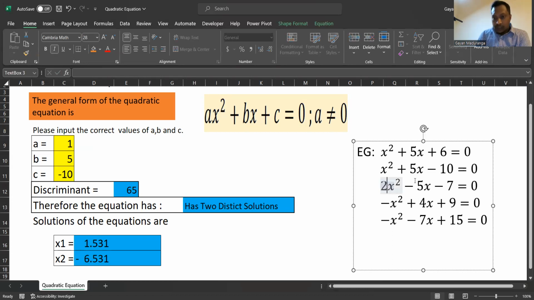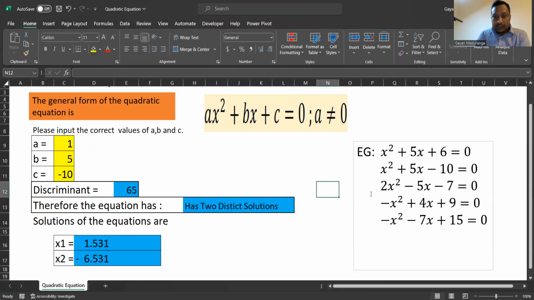Okay. In the next example, I will just change the coefficient of x squared. Otherwise, you will get misunderstood because always this A is 1. Okay, so now A is 2, B is -5, C is -7. So now we have the discriminant, this time the discriminant is 81, has two distinct solutions. So the solutions are basically here.